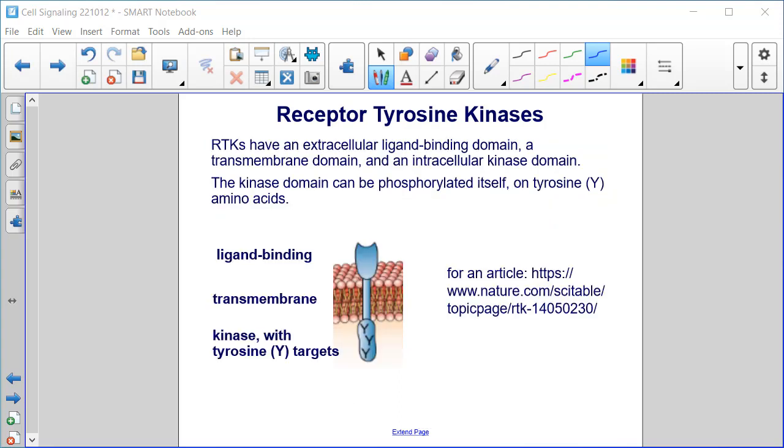RTKs have an extracellular ligand binding domain. You can see extracellular ligand binding, a transmembrane domain, and an intracellular kinase domain. The kinase domain can be phosphorylated itself on tyrosine, which is shown as the Y, amino acids.